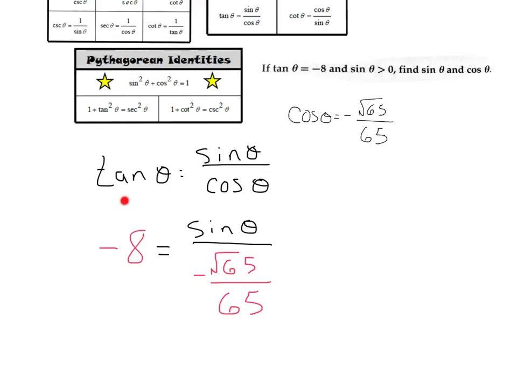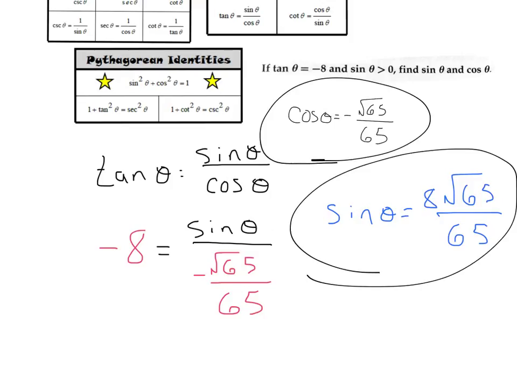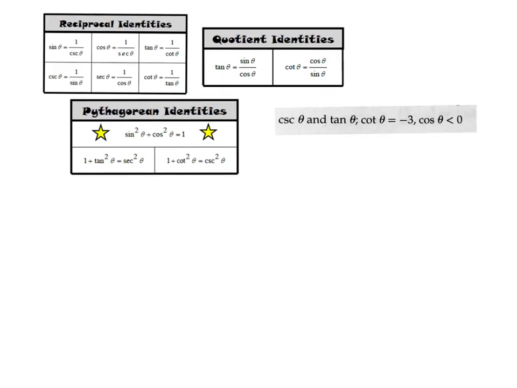Using my quotient, tan equals sine over cosine, I substitute it in. -8 equals sine theta over cosine, negative root 65 over 65. Solving for sine from there, we're going to get sine theta equals 8 root 65 over 65. If you're having trouble solving for this, all I did was multiply by negative root 65 over 65 both sides, rationalized it to get my answer here. After all that, we figured out cosine, we figured out sine. Excellent job. One more problem.